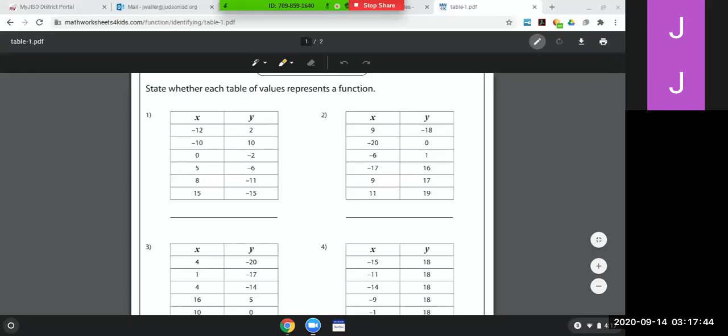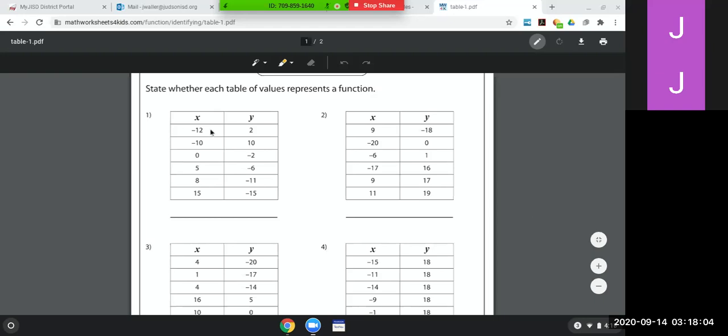All right, good morning. So here's a quick little tutorial on how to determine whether or not a relation is a function given a table. Given a table, we're going to determine whether these relations are functions or not.